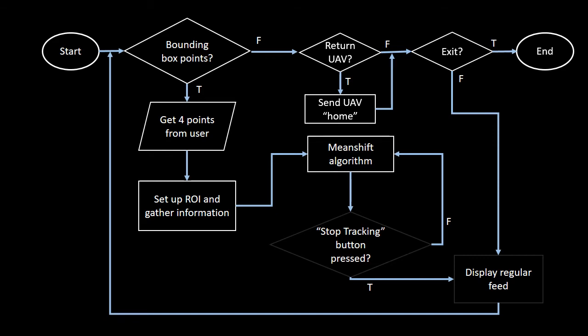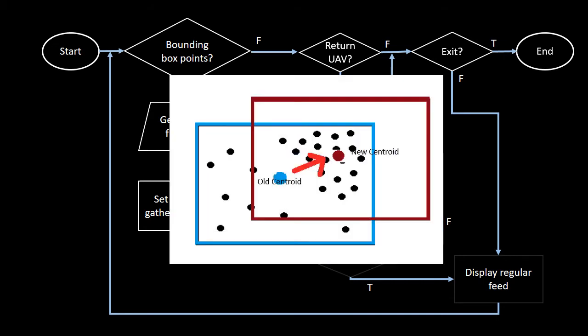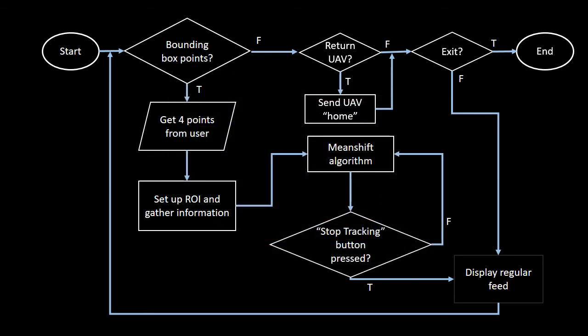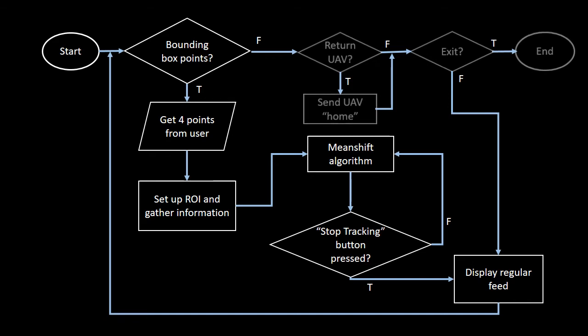For this application, we used a common tracking algorithm called mean-shift. Mean-shift looks at the centroid of the box and locates the area with the maximum pixel density. When the pixels move, the centroid moves with them and changes the location of the bounds to the new centroid. If during this process the user presses the Stop Tracking button, the mean-shift algorithm will stop and the program will go back to just displaying the feed without any region of interest bounding box. From here, again, the user has the option to exit the program or send the UAV back to its launching site.